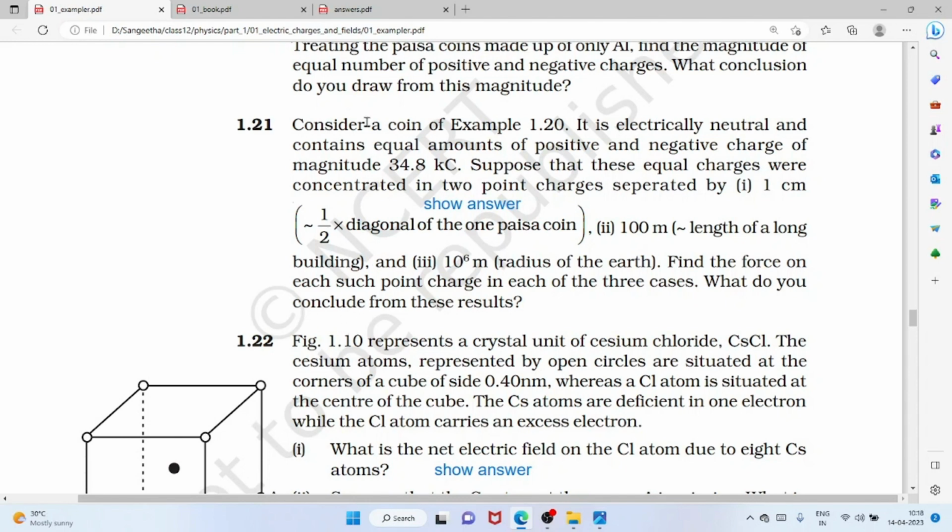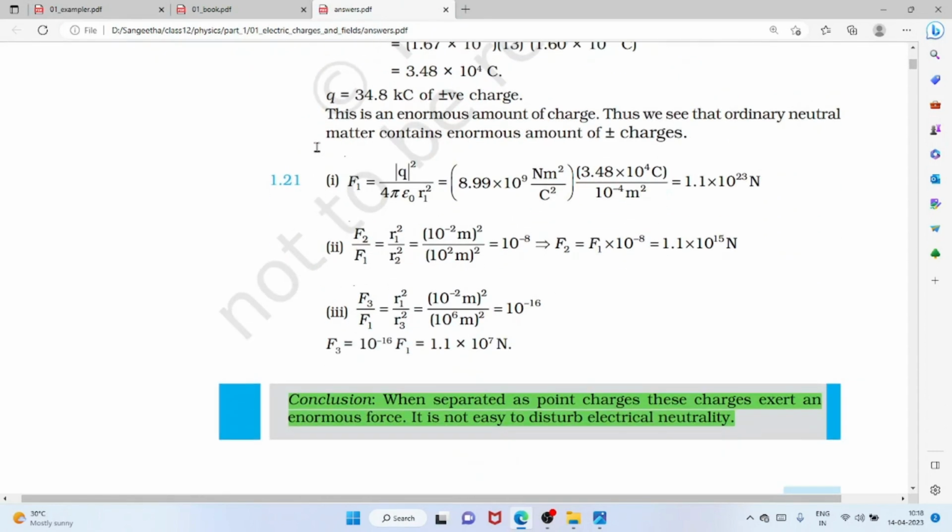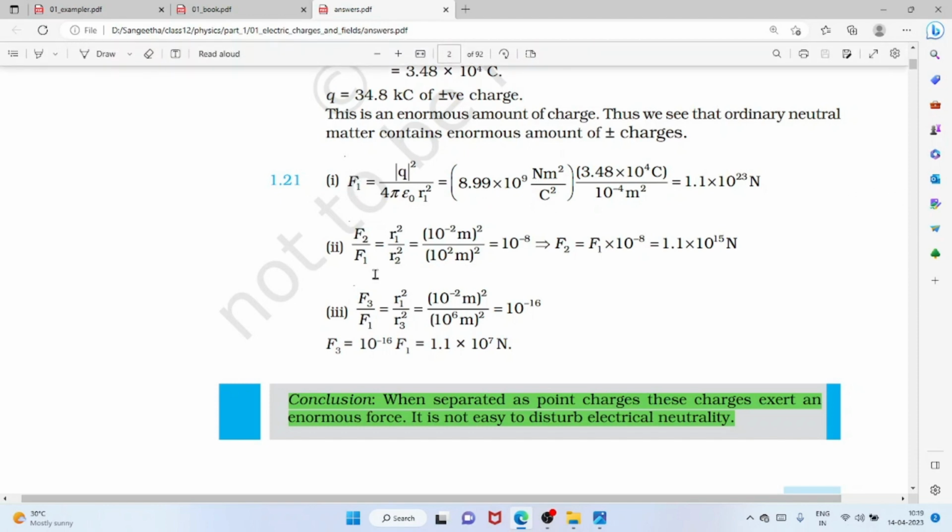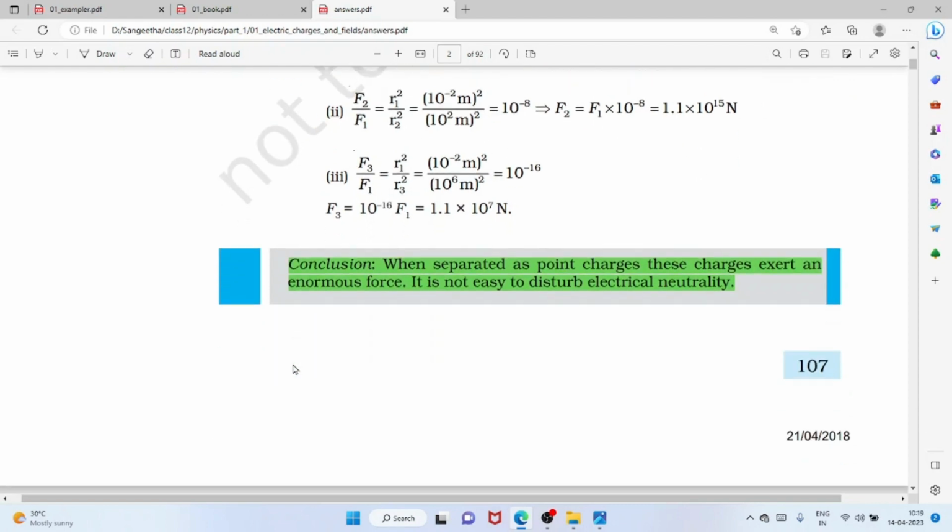What do you conclude from this? Okay, the force, that is Coulomb's law. 1 by 4 pi epsilon naught is the k. So you substitute for these charges and the constant, then you will get this force. Then using this, because the force is directly proportional to the distance, they are computing the force for the other distance. Okay, the conclusion.